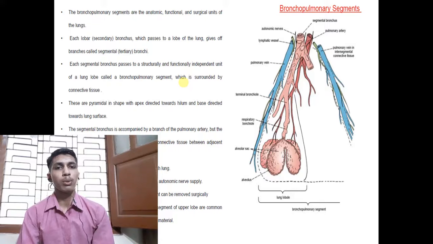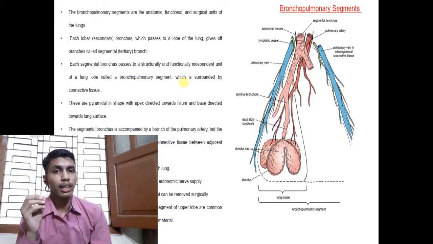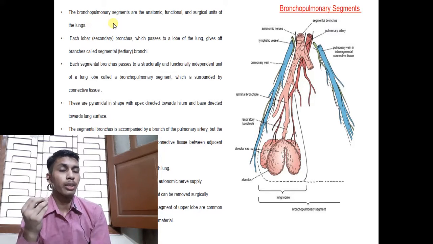Today I am dealing with the most important topic of the lung anatomy series, that is the bronchopulmonary segment. Basically, these are the segments or the subdivisions of the lobes of the lung. Here we go into detail. The bronchopulmonary segments are basically the structural, functional, clinical and anatomical unit.